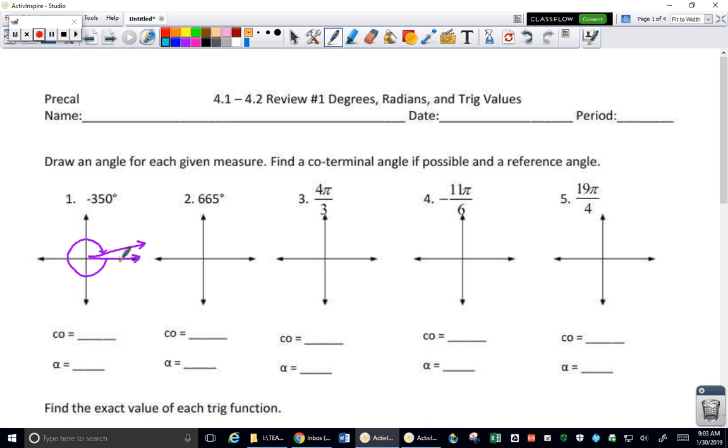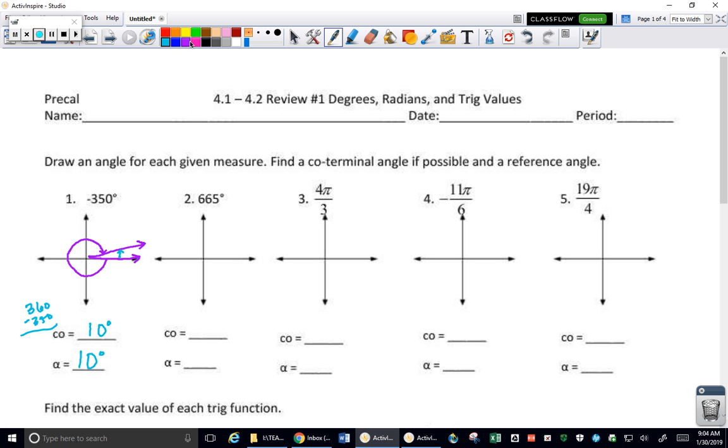Now my coterminal angle would be one that starts and goes positive. So an angle coterminal to this would be 360 minus 350, or a 10 degree angle would be my coterminal angle. They have the same ending point. If I didn't see this little curly Q here, you could not tell the difference between a negative 350 and a 10 degree angle. Now the alpha, or your reference angle, is always the angle formed with the x-axis. And in a first quadrant angle, the reference angle, your coterminal angle, and your angle are all the same. So here I have a coterminal and a reference angle, both of 10 degrees, because it's in the first quadrant.